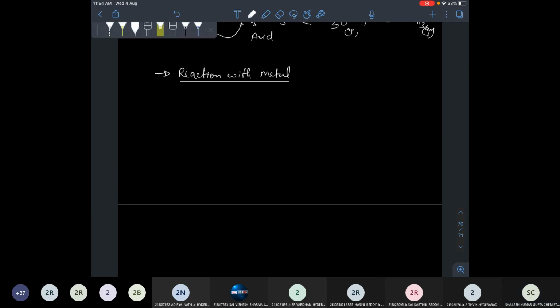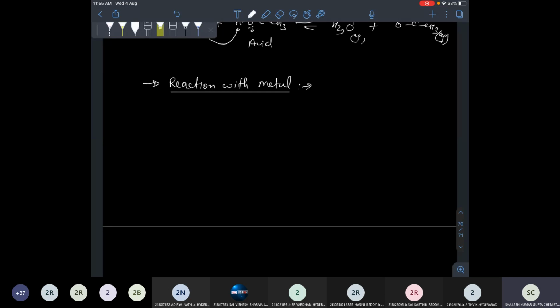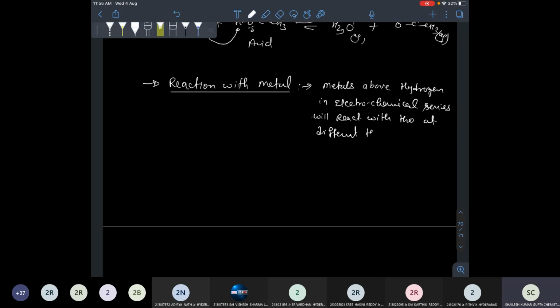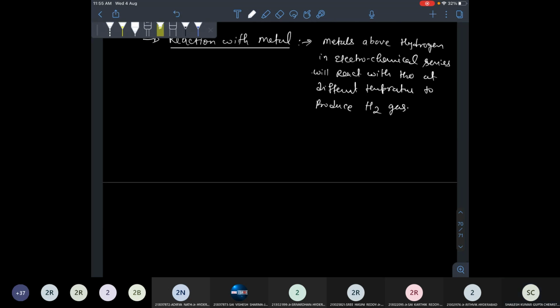And you know that metals above hydrogen in the electrochemical series will react with water at different temperatures to produce hydrogen gas. So the most reactive, lithium to cesium plus water, is going to form LiOH up to CsOH plus hydrogen gas.